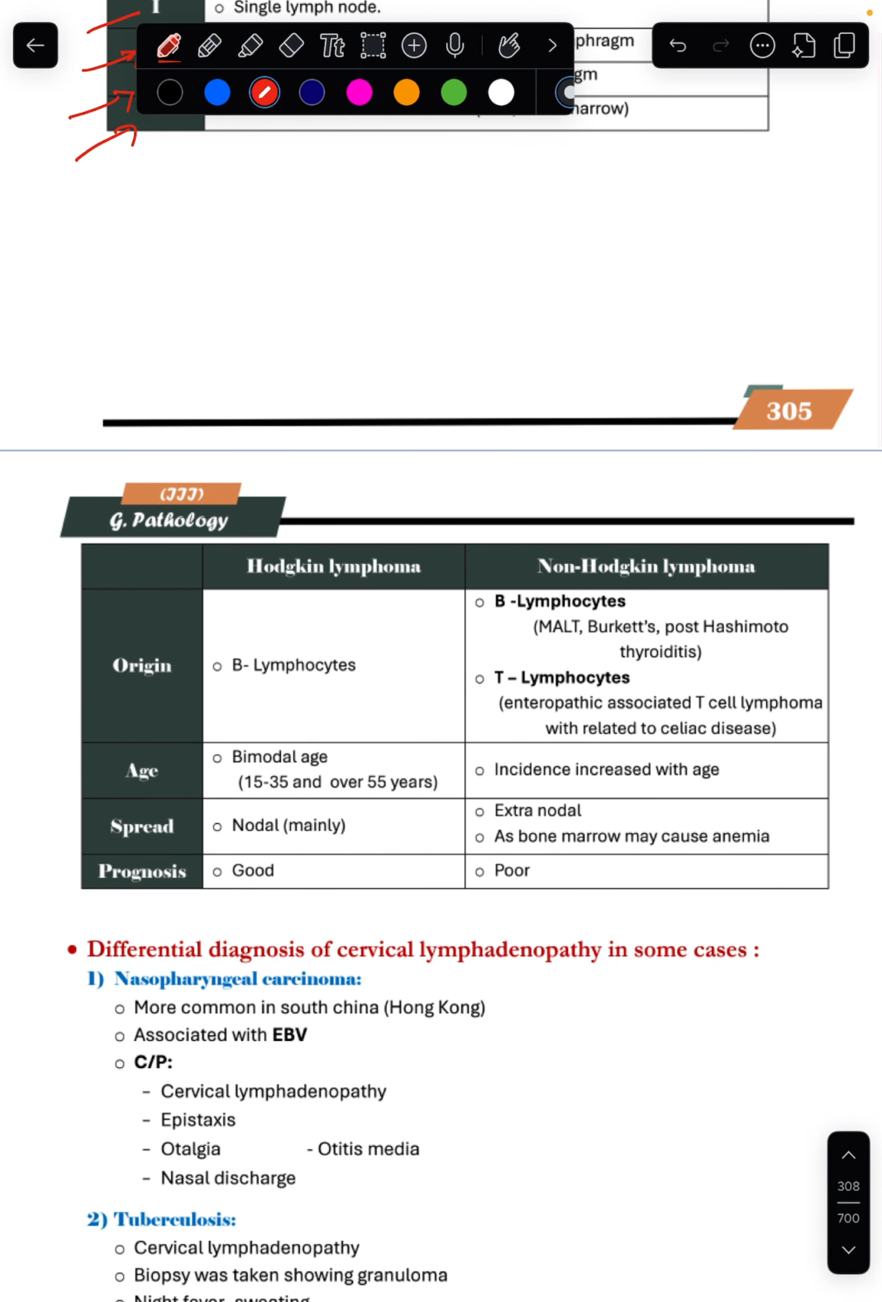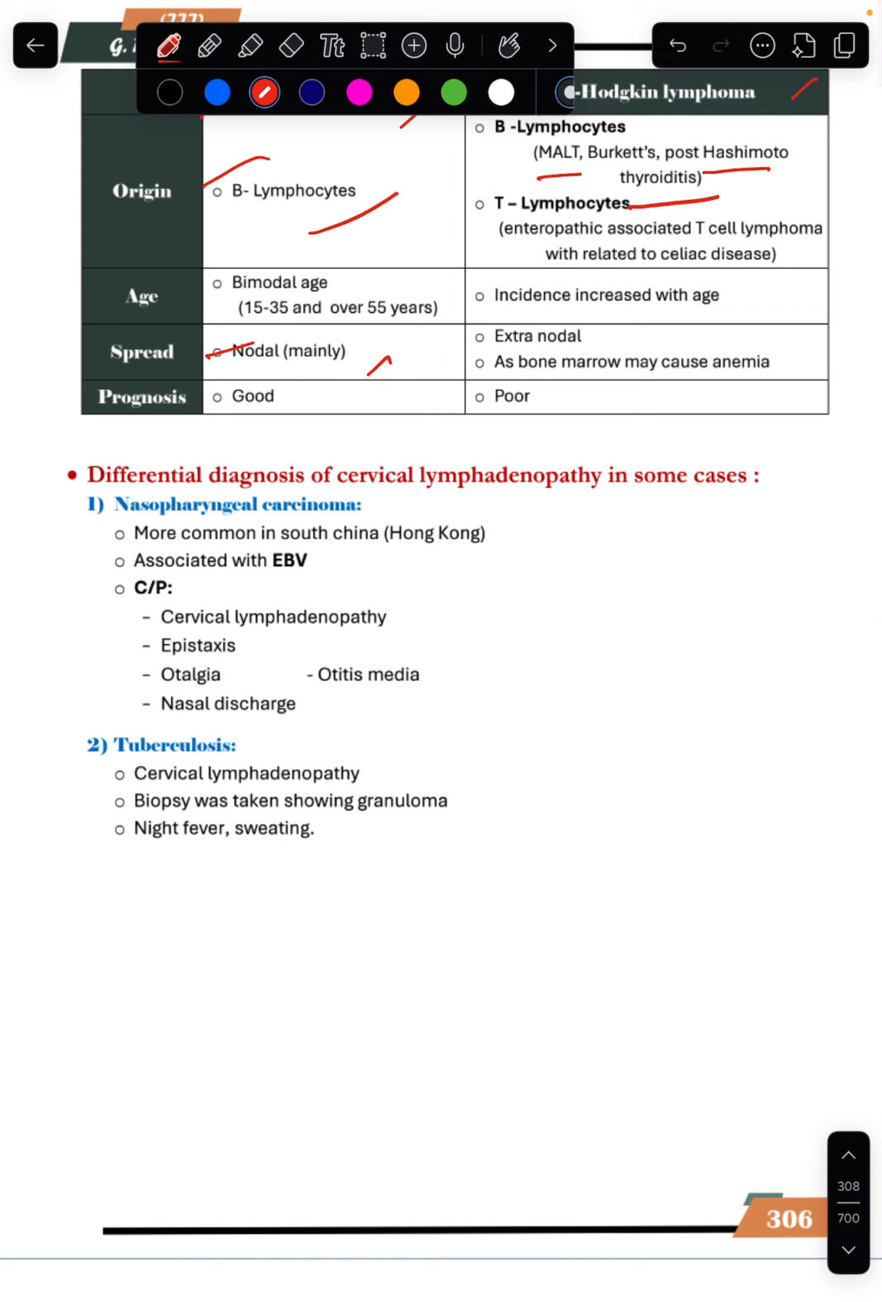Hodgkin's and non-Hodgkin. Hodgkin's is B lymphocytes; non-Hodgkin is B as well as T lymphocytes, MALT and all this. Post-thyroiditis non-Hodgkin lymphoma. Bimodal, nodal mainly, extranodal; good, poor. Non-Hodgkin is poor.